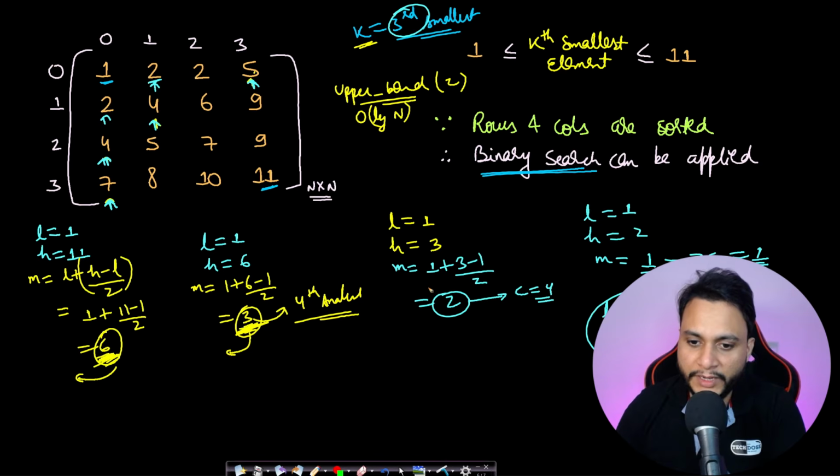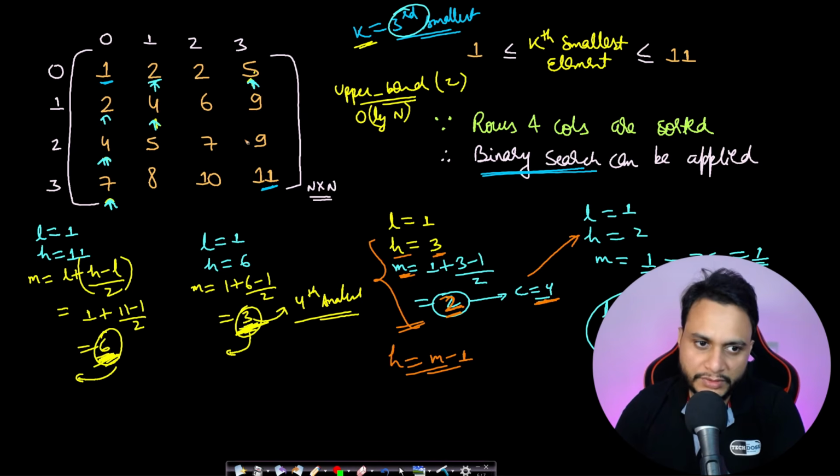You can see that if I had made high equal to mid minus 1, then in this step where the high value was 3 and we had taken the mid as 2 and the count for 2 had come out to be 4, in this update for the next value, the high value could have been made equal to 1, which is mid minus 1. So that would not preserve the result.